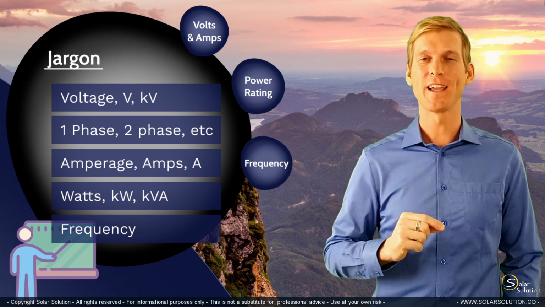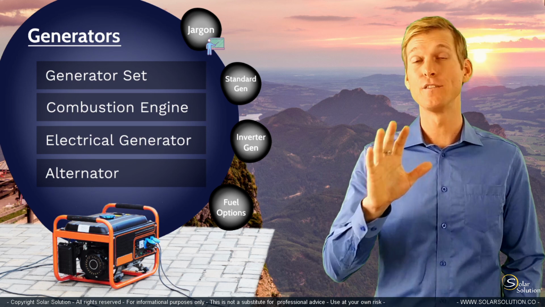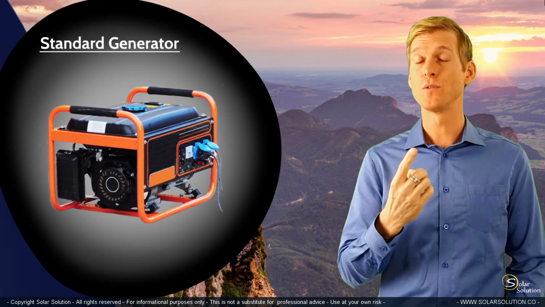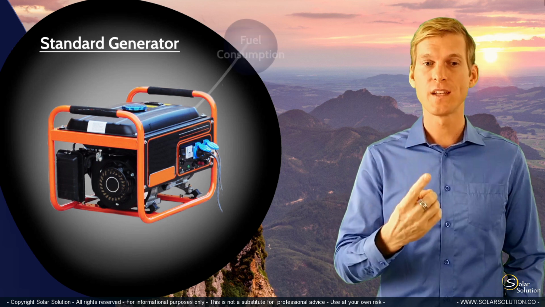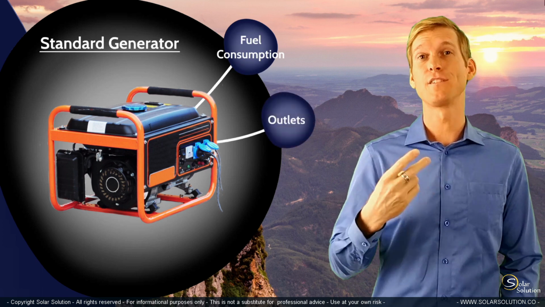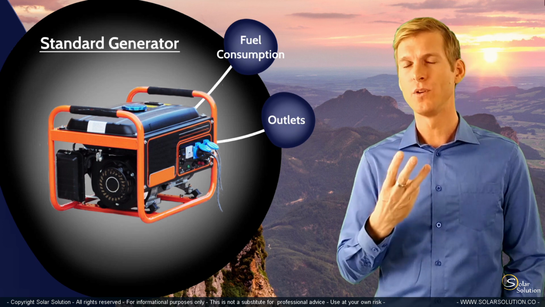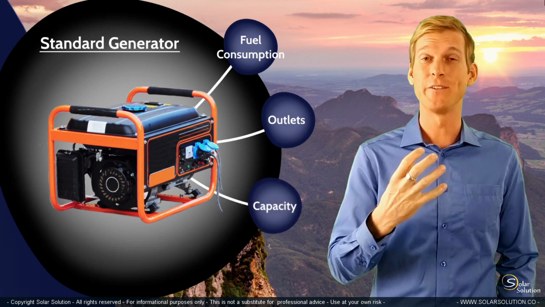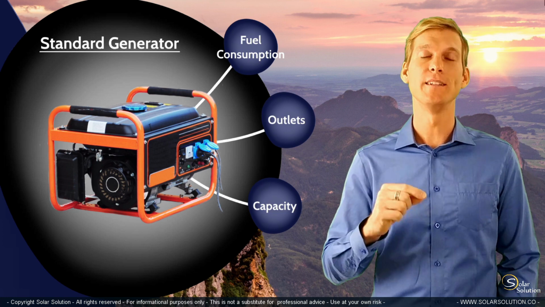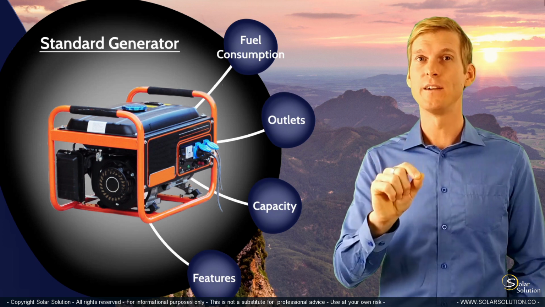So now let's start by looking into the different types of generators. Let's start with the standard conventional type of generator first. There are 4 topics that I'd like to discuss. First, we'll look at the fuel consumption and what influences it. We'll look at the different kinds of outlets and connections that you might want to consider for your generator. We'll look at the capacity, so what generator size you would want to choose. And lastly, we'll look at the different features. I want to point out a few features that you might want to consider for your generator.